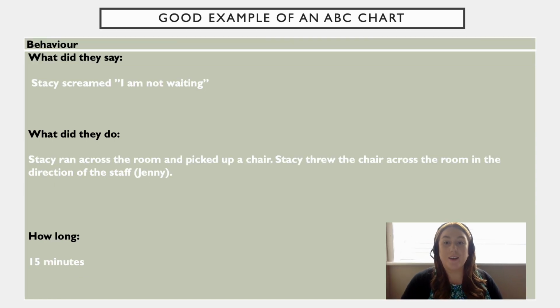So here we have a good example of the behaviour section on an ABC chart. We have a clear description of what Stacey said. So it says, Stacey screamed, "I am not waiting." In the what did they do section, we have Stacey ran across the room and picked up a chair. Stacey threw the chair across the room in the direction of staff Jenny. This is a really clear description, and we can mentally visualise what happened, who was there, and who was involved. And we know the incident lasted 15 minutes, and therefore it was relatively short.